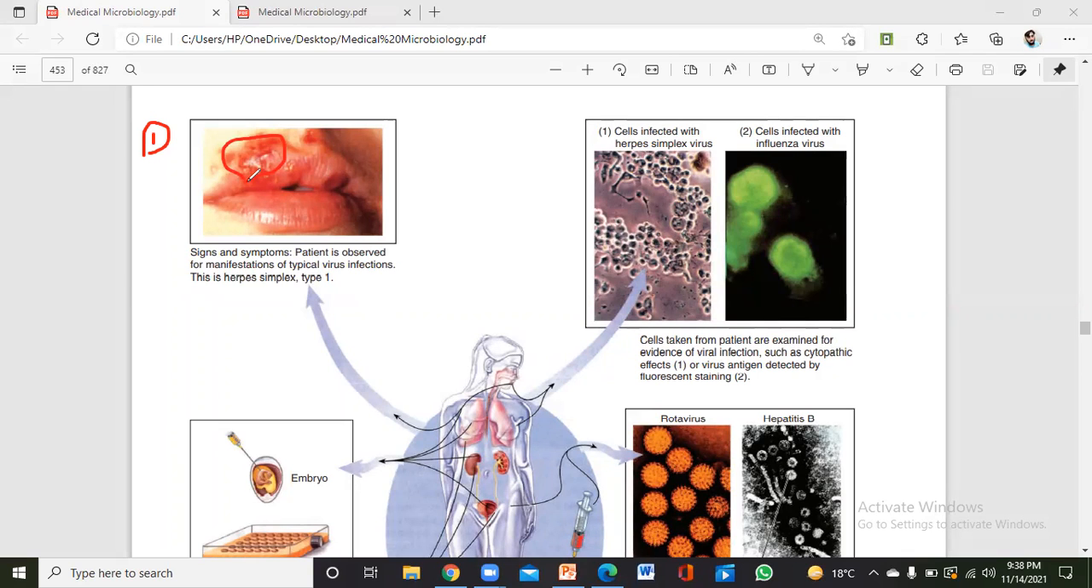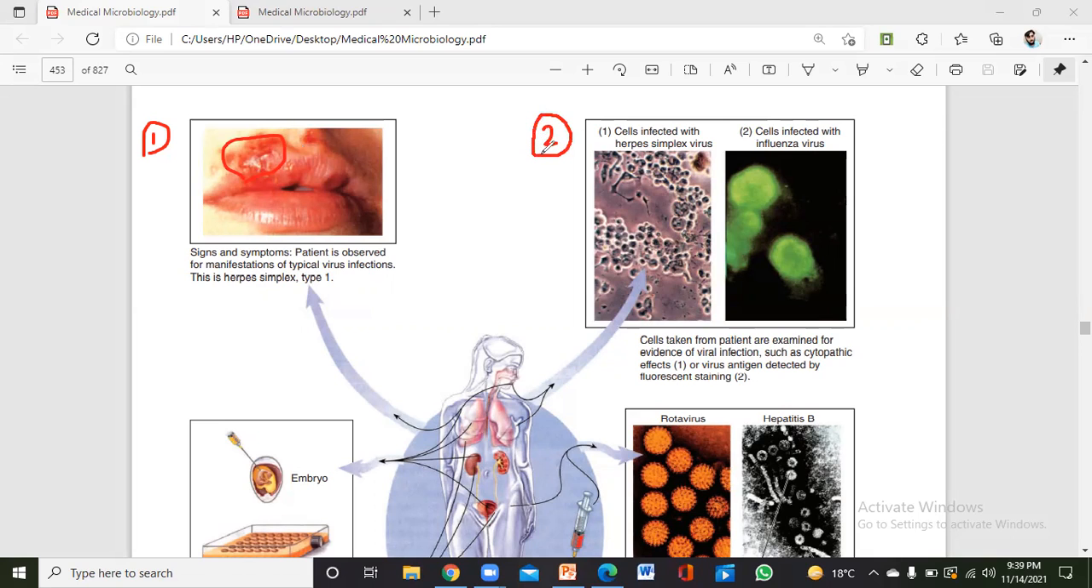As a microbiologist, you should know the signs and symptoms of each and every infection. If we look at the person, we can detect that he has a viral infection by detecting his signs and symptoms. So if you see a person having a sore on his lips just like this, you can easily tell that it is a type of viral infection, and it is caused by herpes simplex type 1.